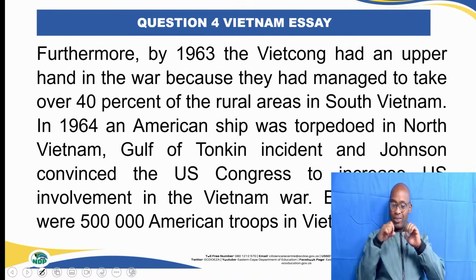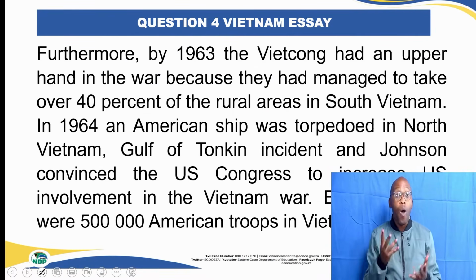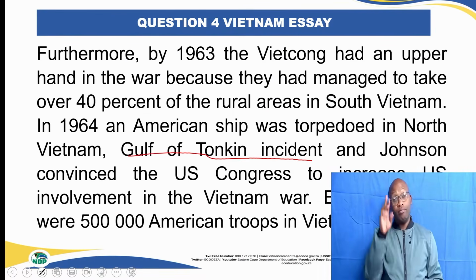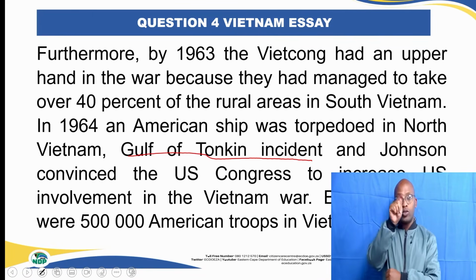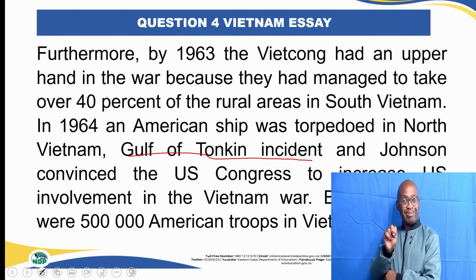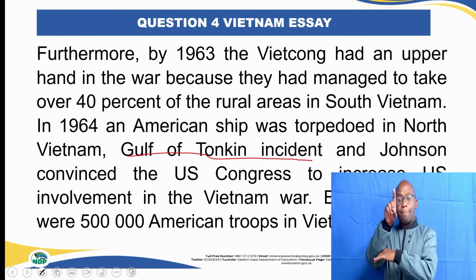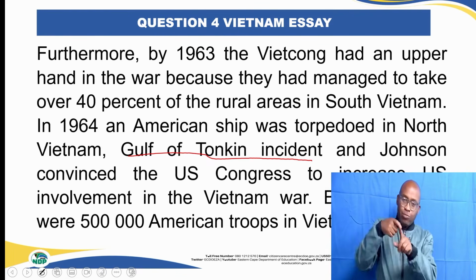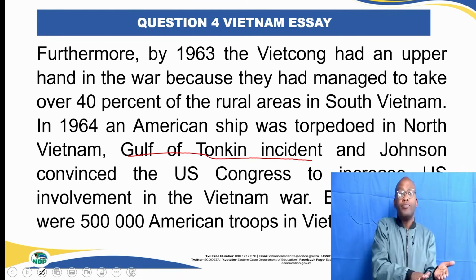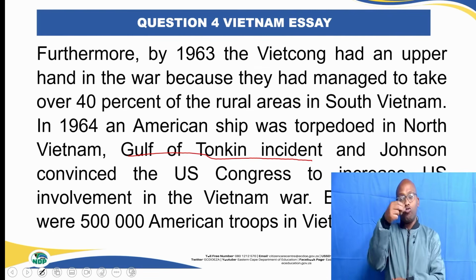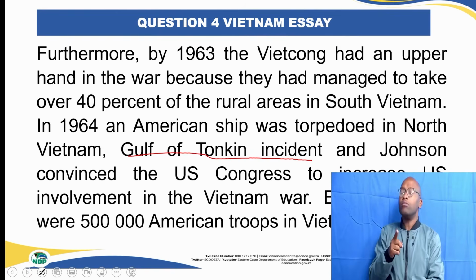So now there was an incident in the Gulf of Tonkin, where an American warship, known as Operation Maddox, was attacked. And Johnson used that as an excuse and persuaded the Congress to send more soldiers to Vietnam.